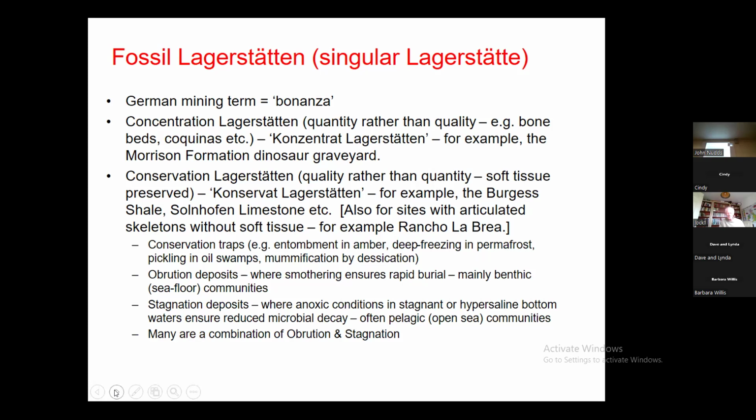But of much more use to us as paleontologists is the second group, the conservation Lagerstatten, Conservat Lagerstatten, where you get quality over quantity. And this is where we get the soft tissue preservation. There's one reason or another, microbial decay has been arrested or at least slowed down, and soft tissue is preserved. And you will all have heard of some of these famous sites.